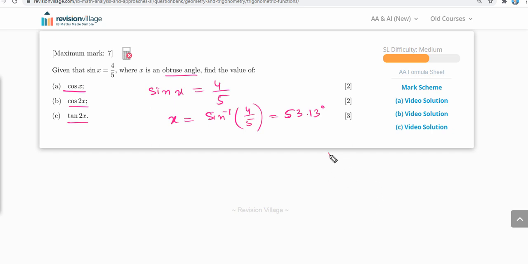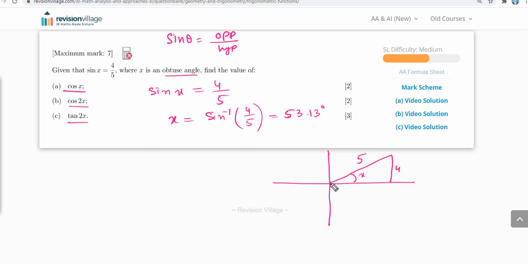So in order to understand it, we will draw a y-axis and an x-axis. As I've told you, sine of theta is equal to opposite over hypotenuse. So if we draw it over here, if the angle is over here, let's suppose this is x, then this side will be the opposite and this will be the hypotenuse. So the opposite will be 4 and the hypotenuse will be 5.